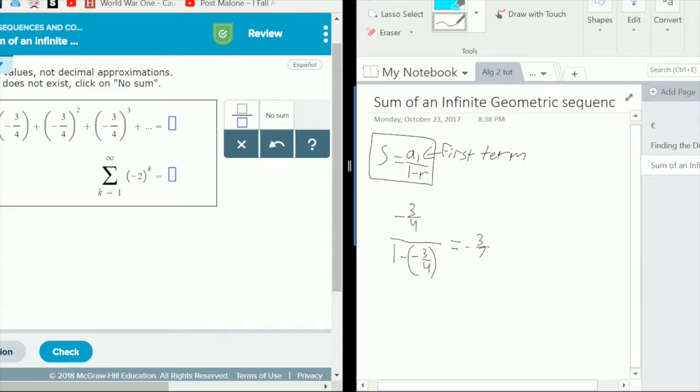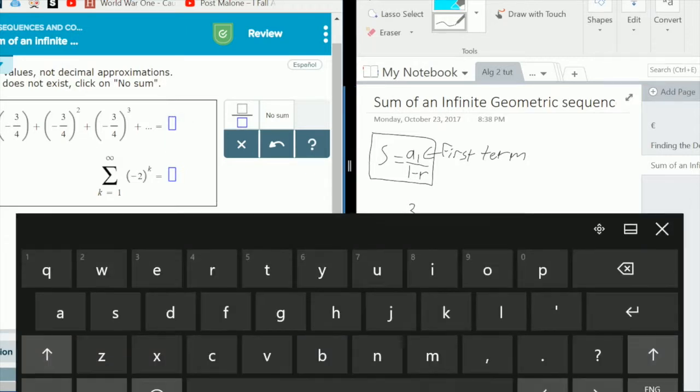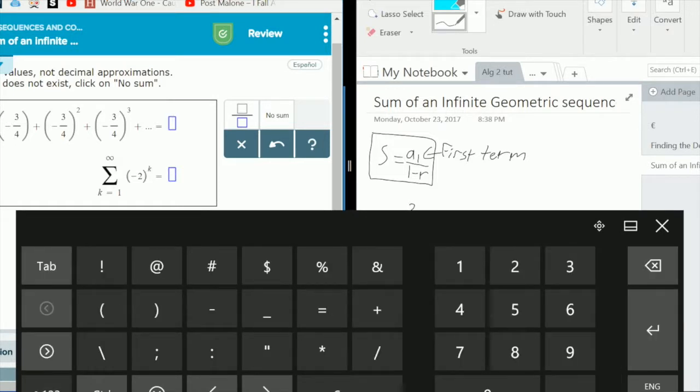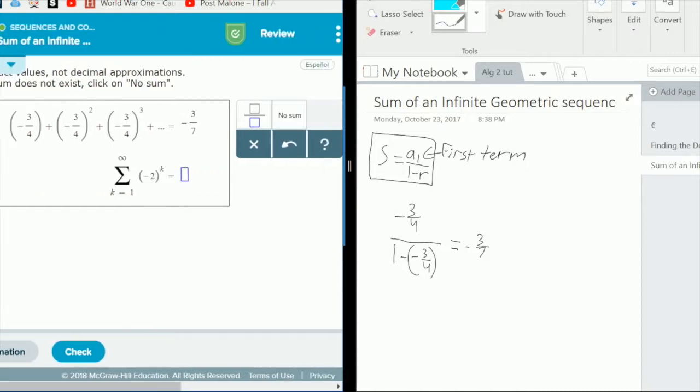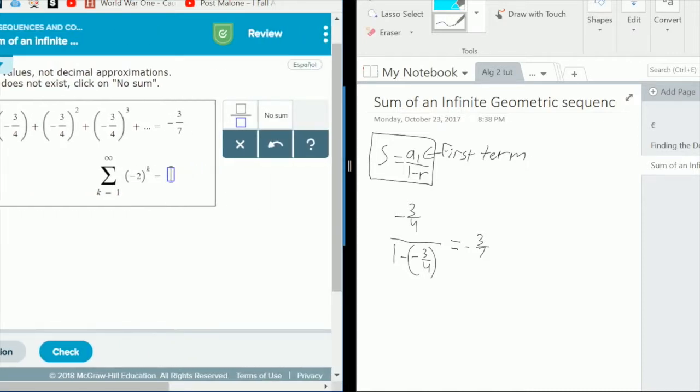Okay, so over here we'll put negative 3/7. Alright, next one. Now this notation may seem a little bit confusing. This is where a lot of people get confused, but what most people don't realize is this is just like this. We can rewrite it as the top sequence right here.